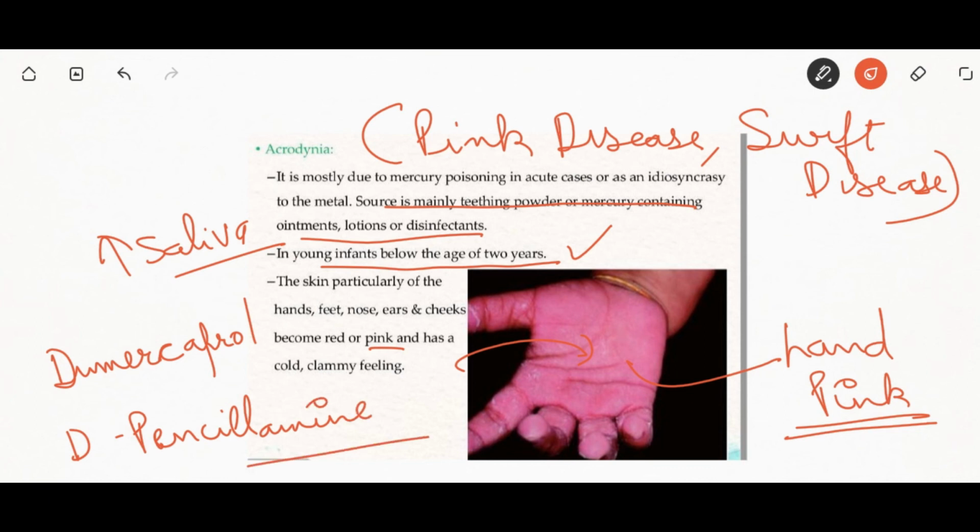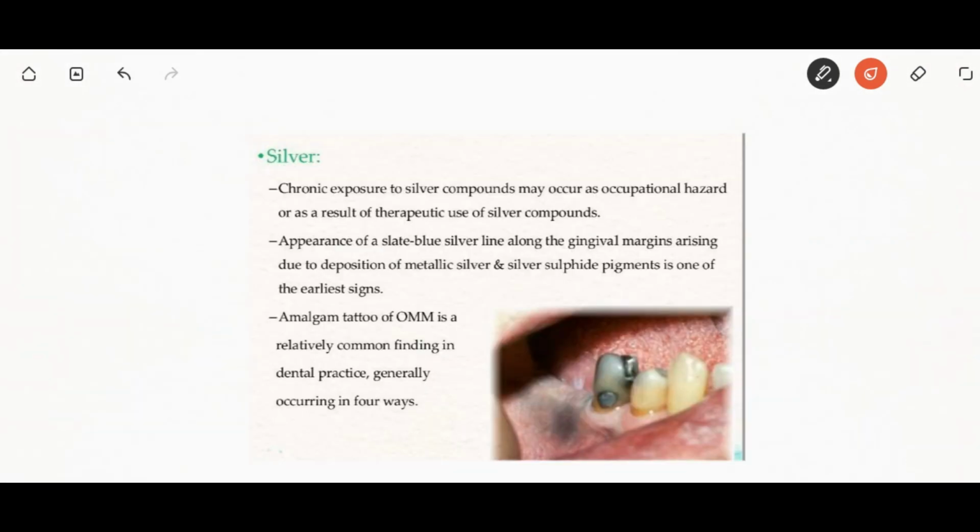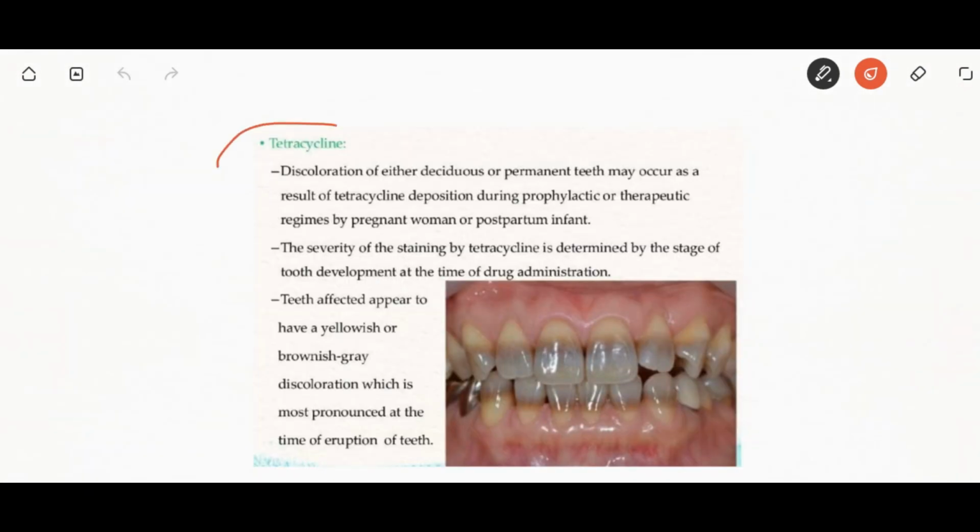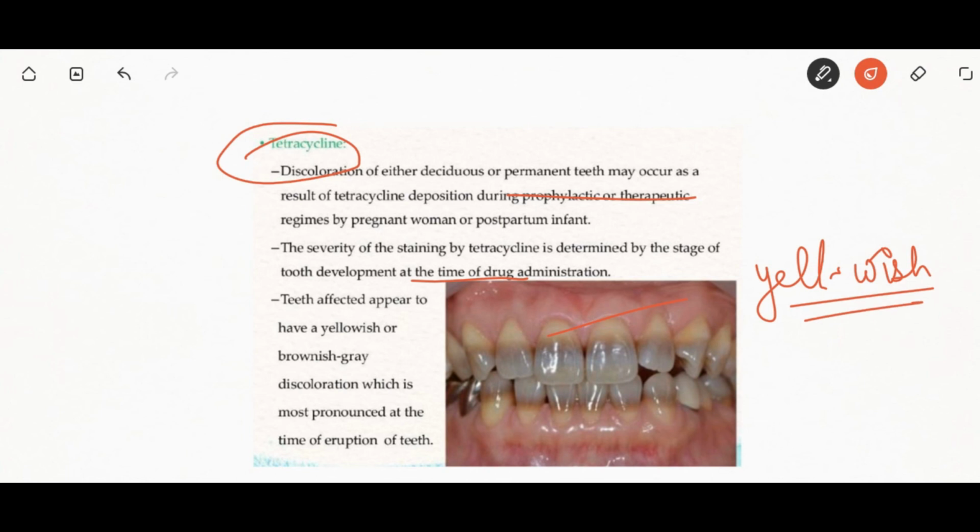Tetracycline discoloration may be seen in deciduous or permanent teeth. The critical period for tetracycline-induced discoloration in the deciduous dentition is nearest 4 months in utero to 3 months postpartum for the maxillary and mandibular incisors, and 5 months in utero to 9 months postpartum for the maxillary and mandibular canines. The child will have yellowish brownish gray discoloration, which is most pronounced at the time of eruption of teeth.